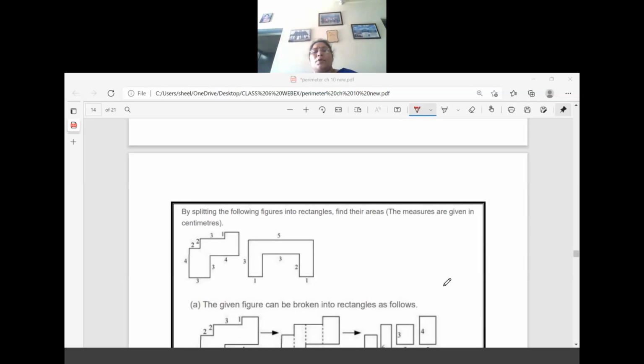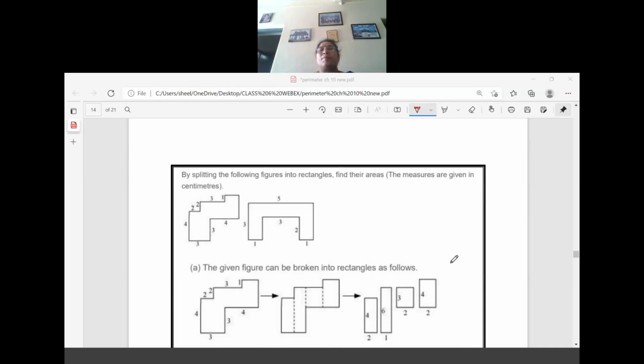By splitting the following figures into rectangles, find their areas. The measures are given in centimeters. We have two figures here, and we will do them one by one. So the first question: by splitting the figure into rectangles, we have to use rectangles only.